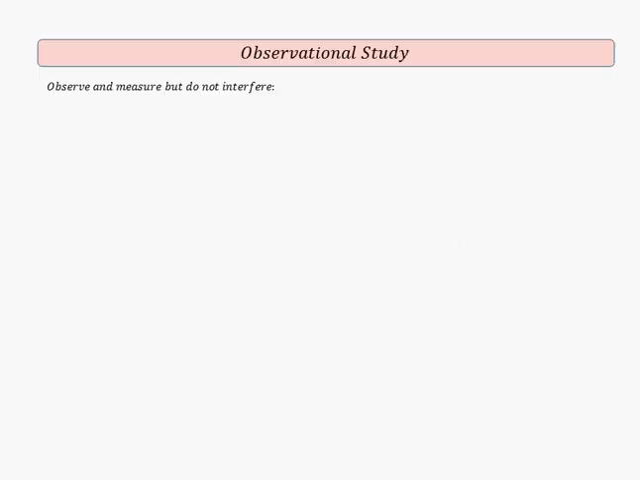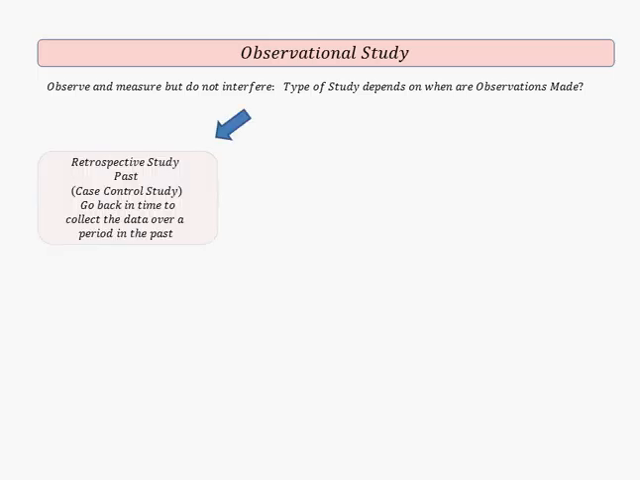In statistics, we have the notion of an observational study. As you can see on the screen here, the participants observe and measure, but do not interfere. And there are three types of observational studies. A retrospective study refers to the past. It's also called case control. Participants go back in time and collect the data.